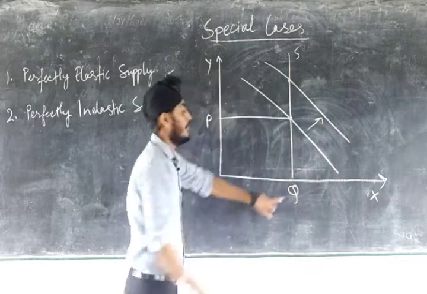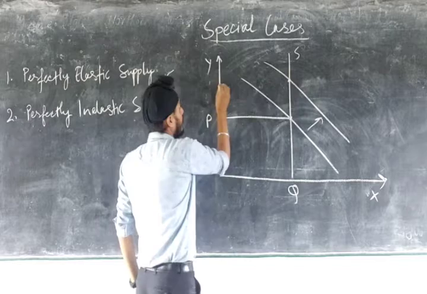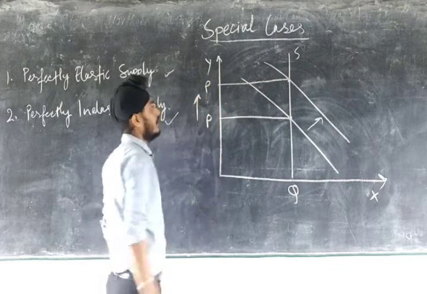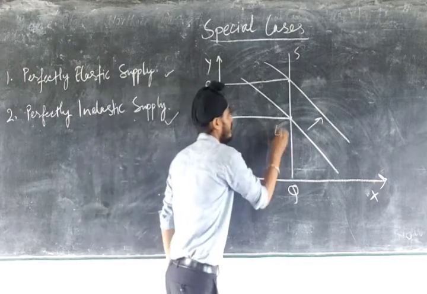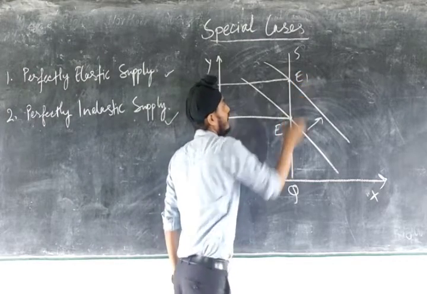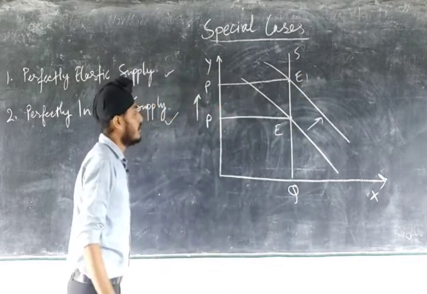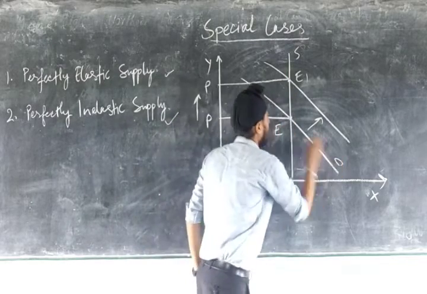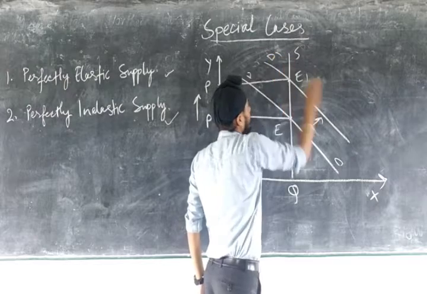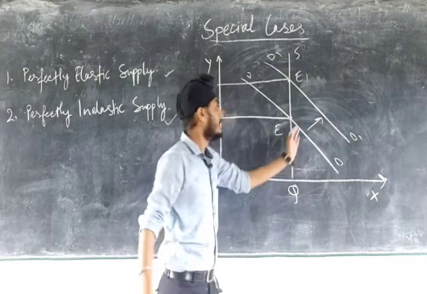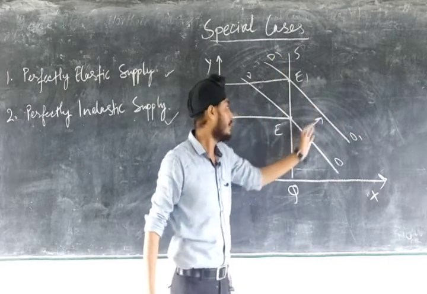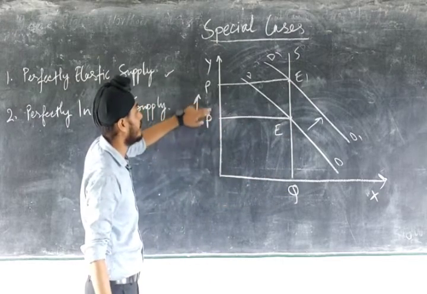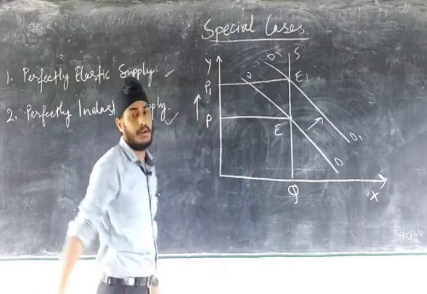The equilibrium quantity remains constant and what happens? Price increases. So before the equilibrium point was here, now it comes to E dash. Clear? So when there is increase in demand, suppose the demand curve before was D, now when it is increased it becomes D dash. Now when there is increase in demand, what happens? Equilibrium quantity remains constant and what happens to equilibrium price? It increases from P to P1.